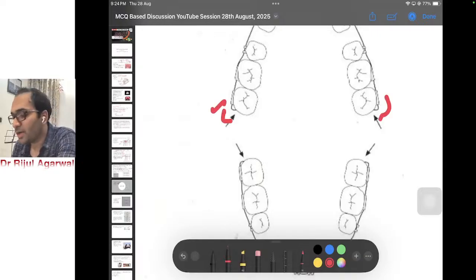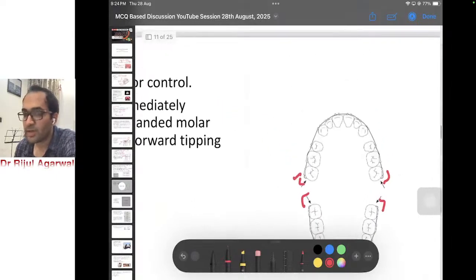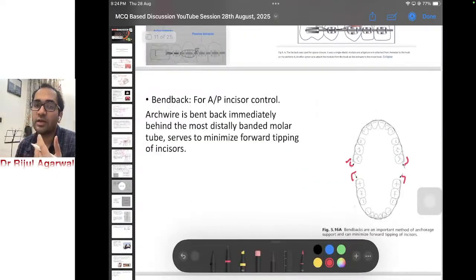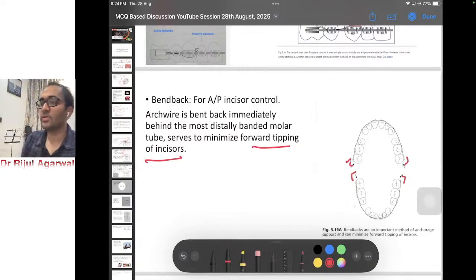The wire is bent distally like this. Why is the wire bent distally? So as to prevent the arch wire from moving forward. So it's to prevent forward tipping of the incisors. It's given to the most distally banded or bonded molar, either 6 or 7, whichever tooth we last include. Okay, clear?